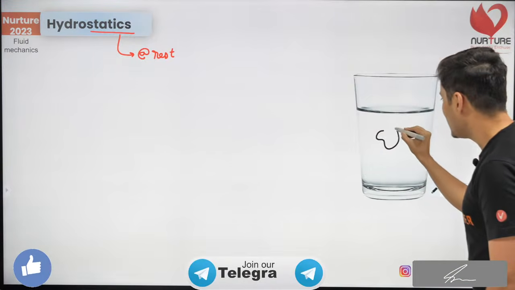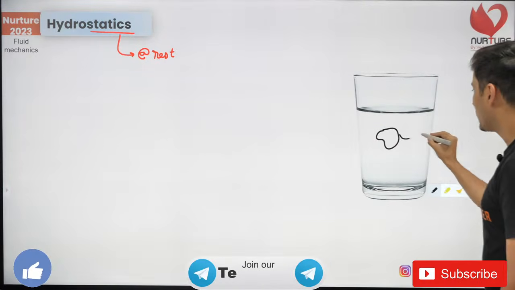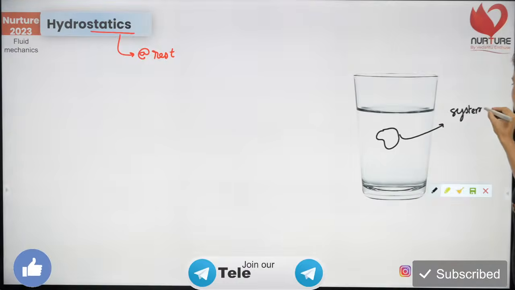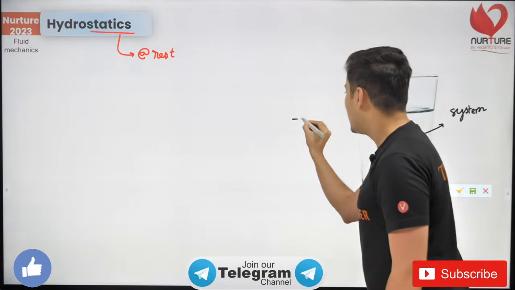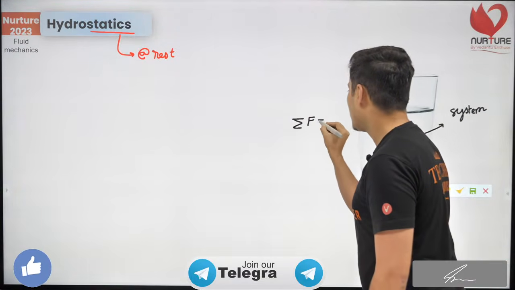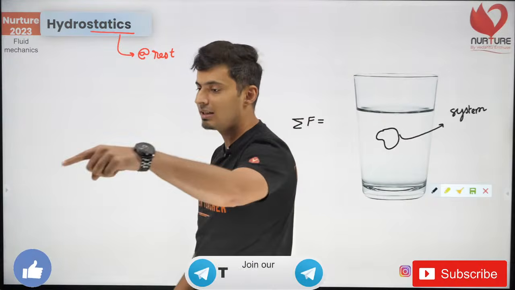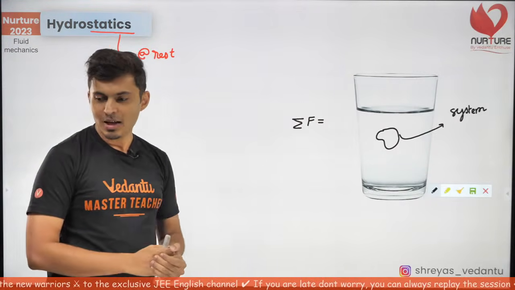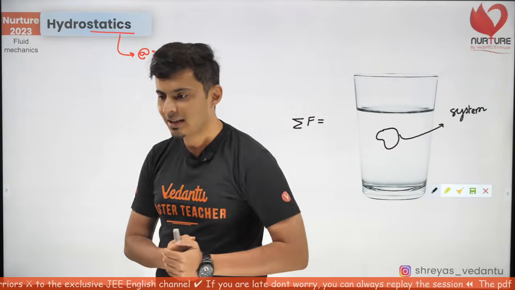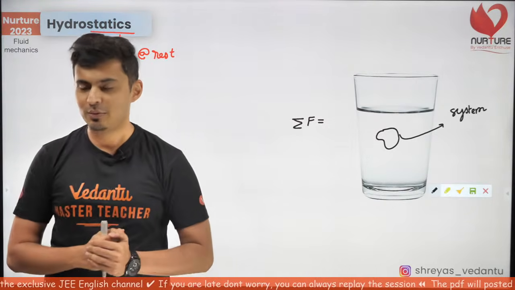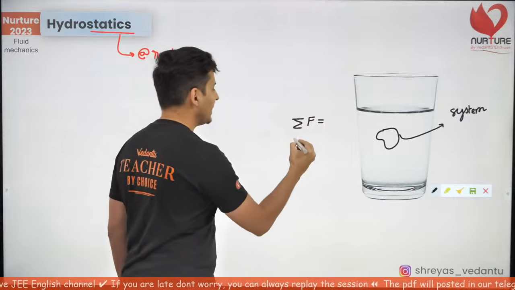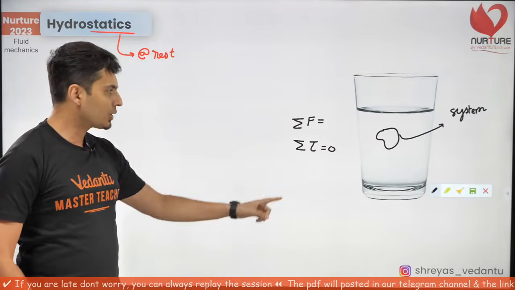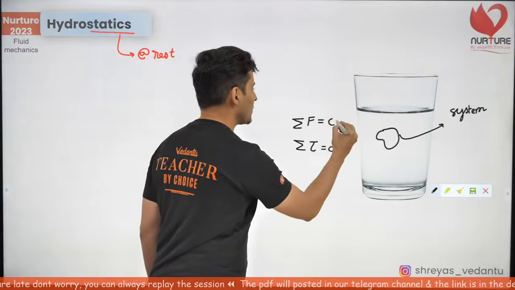If I take any part of that fluid, what is this? This is nothing but a system. The net force on it should be how much? Put it up in the chat box. What do you think the answer should be? The net force should be... And what do you think the net torque should be? It should be 0, and the net force should also be 0.